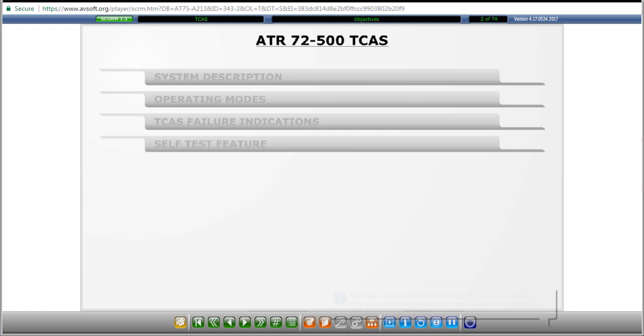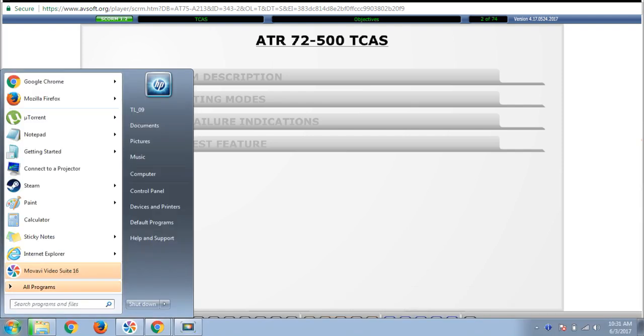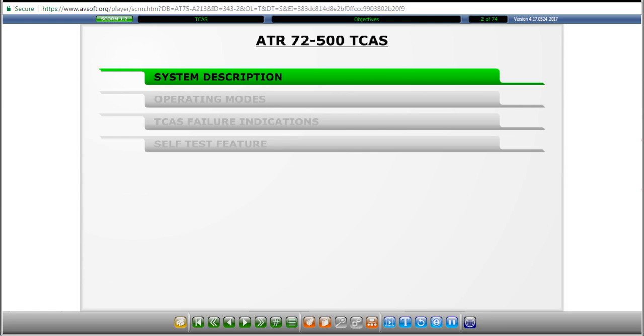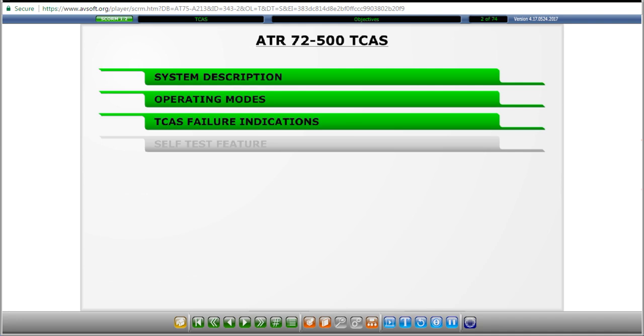In this module, we will look at the Traffic Collision and Avoidance System, or TCAS, installed in the aircraft. We will start out with a system description. Next, we will look at the various operating modes, followed by the TCAS failure indications. We will finish this module with a look at the self-test feature.